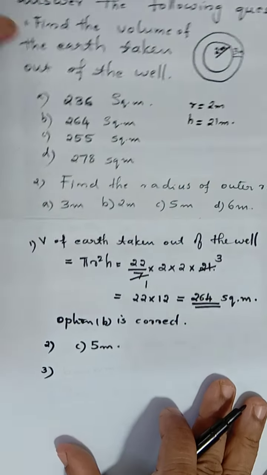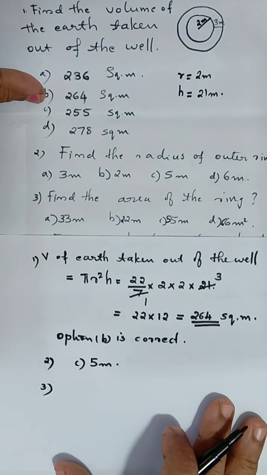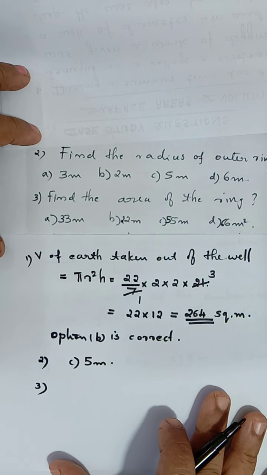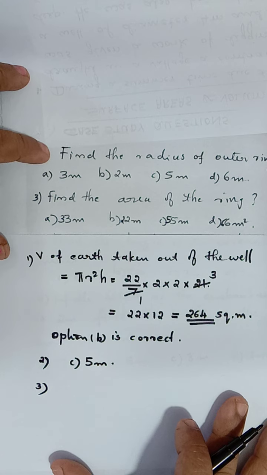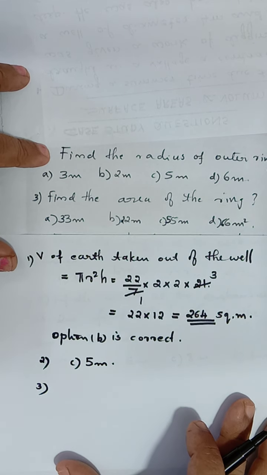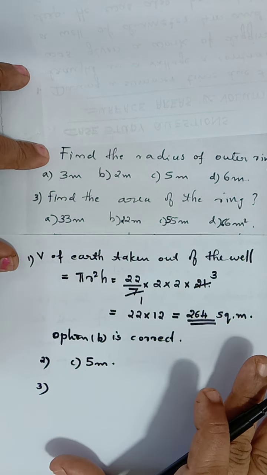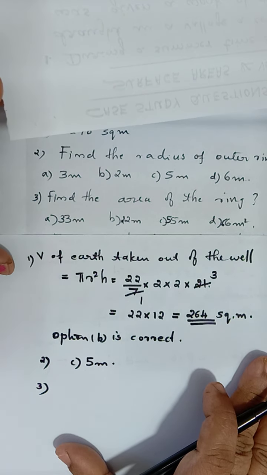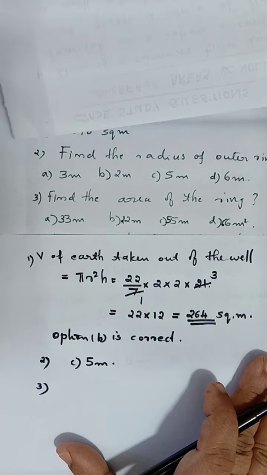We move on to question number 3. Okay, third question. Find the area of the ring. How to get the area of the ring? First we have to find out the area of the outer one, that is the complete circle, minus the area of the inner. So that will be the ring.